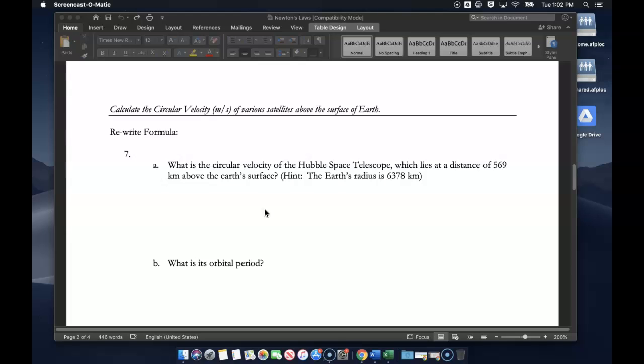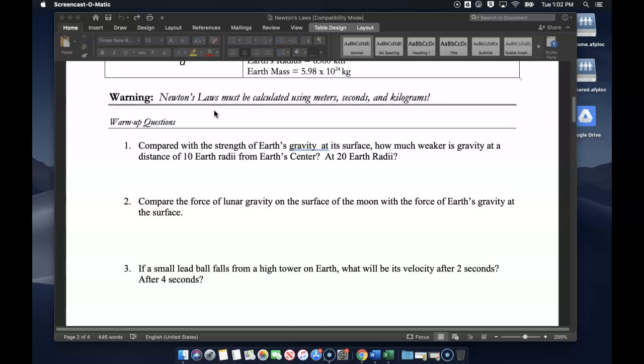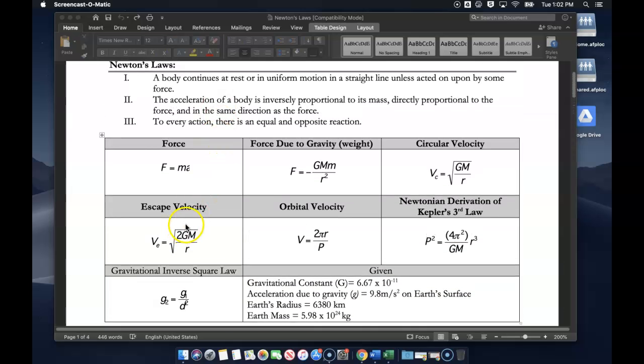The next equation that we're going to be using, we're going to have to once again rewrite the formula for these next sets of questions. We're going to be using the circular velocity equation, which on page 1, circular velocity is this equation right here. V sub c is the square root of big G, which is the gravitational constant again, times big M, the mass of the planet or body that we're orbiting, over R, which is, once again, the radius of our orbit, this time from the center of gravity.